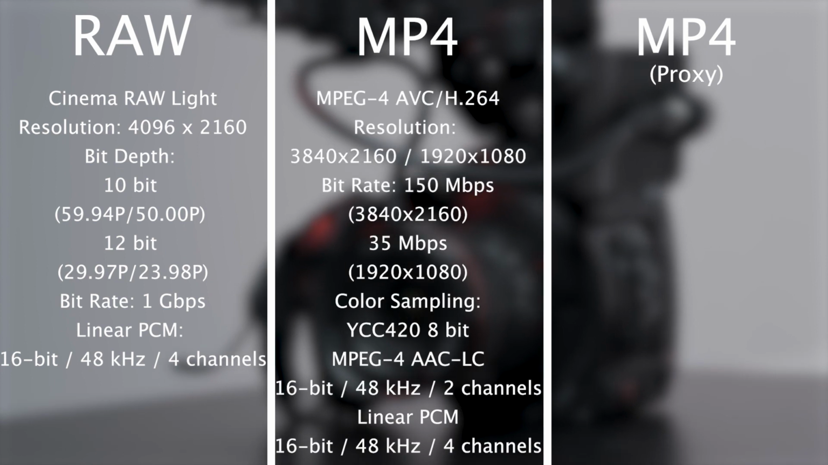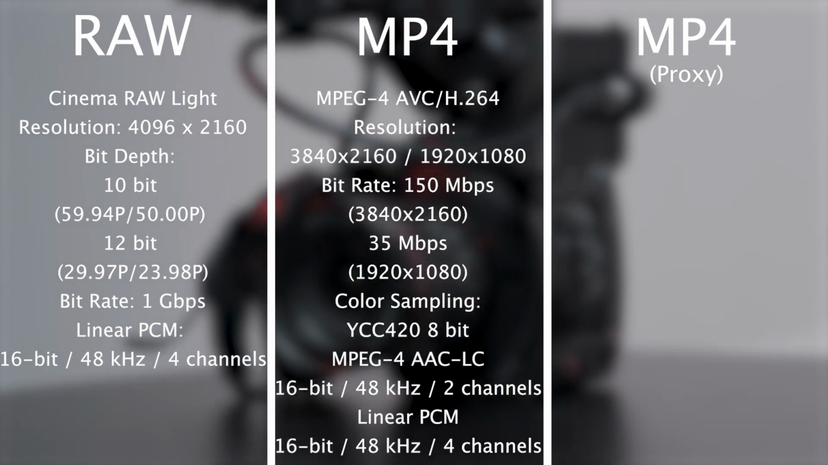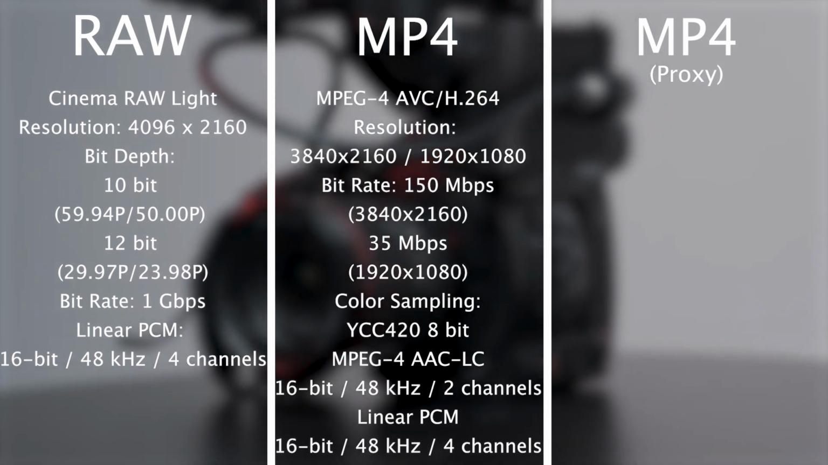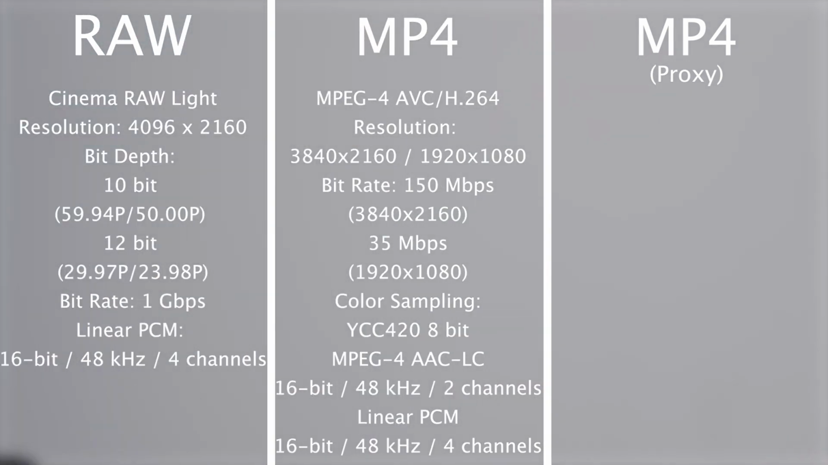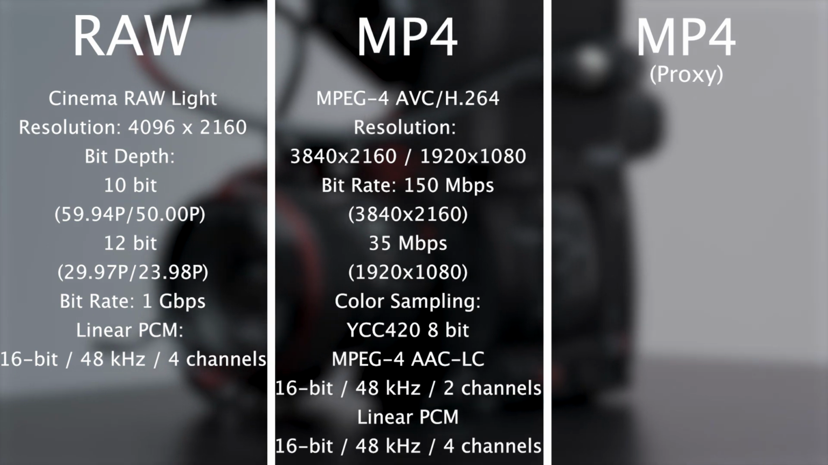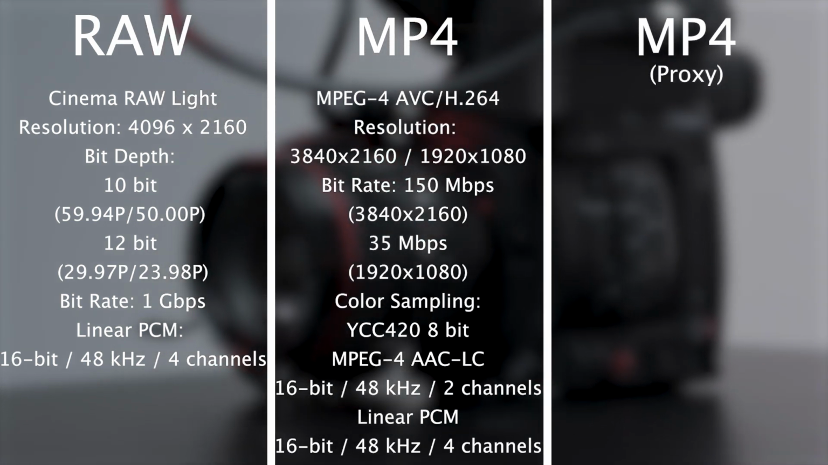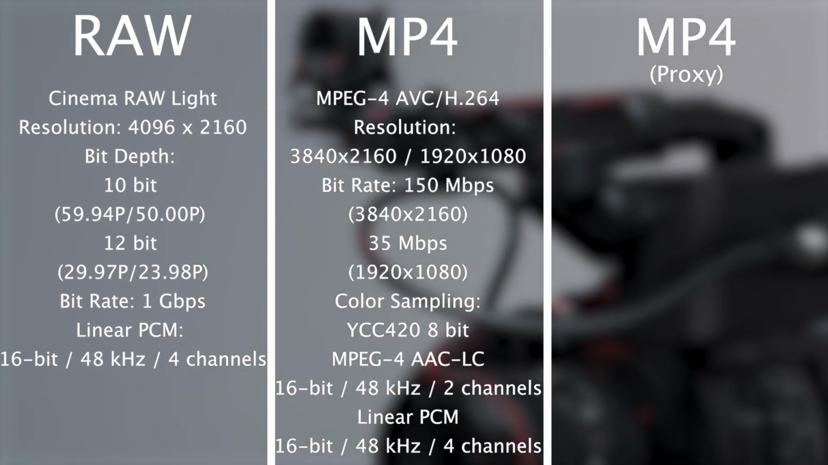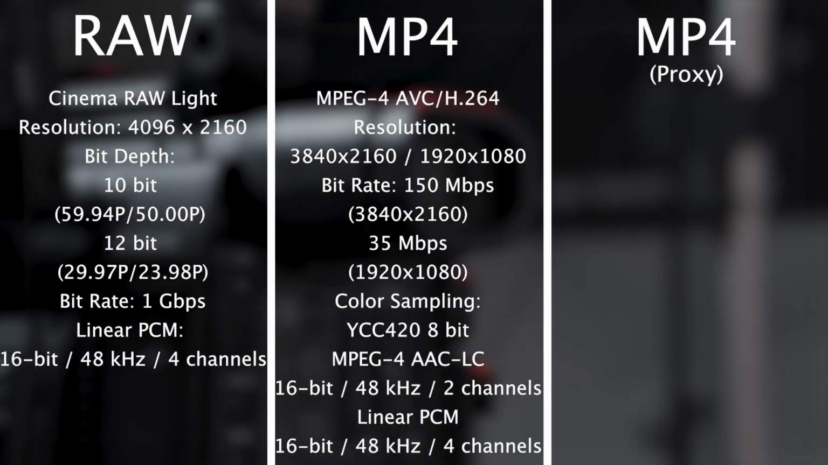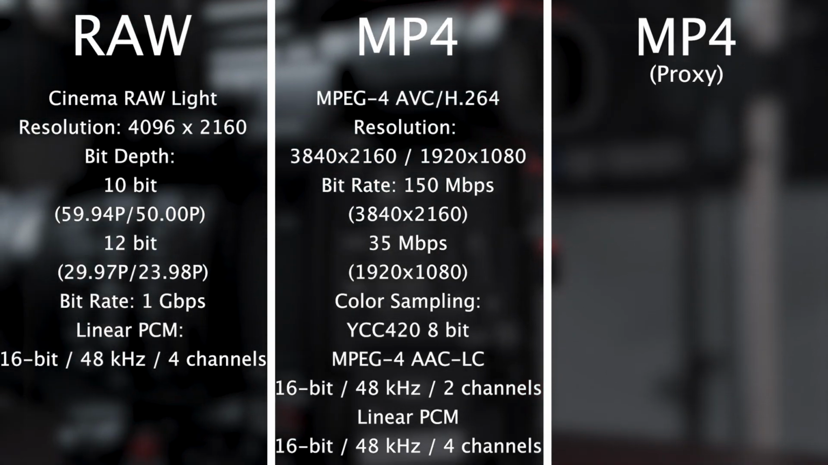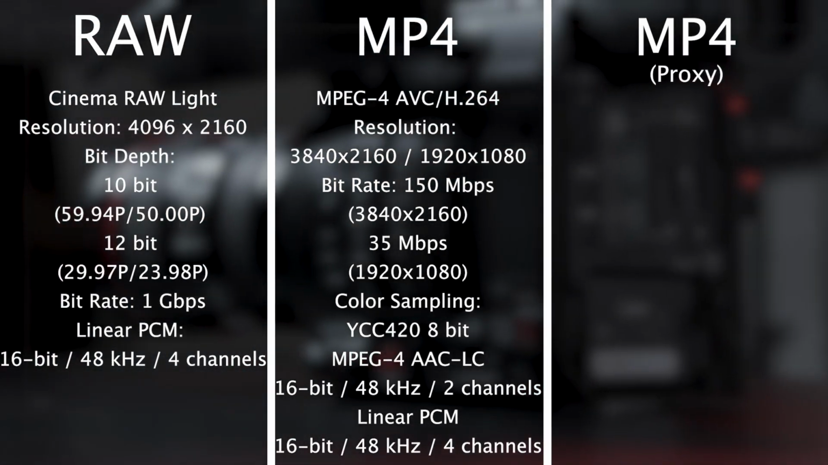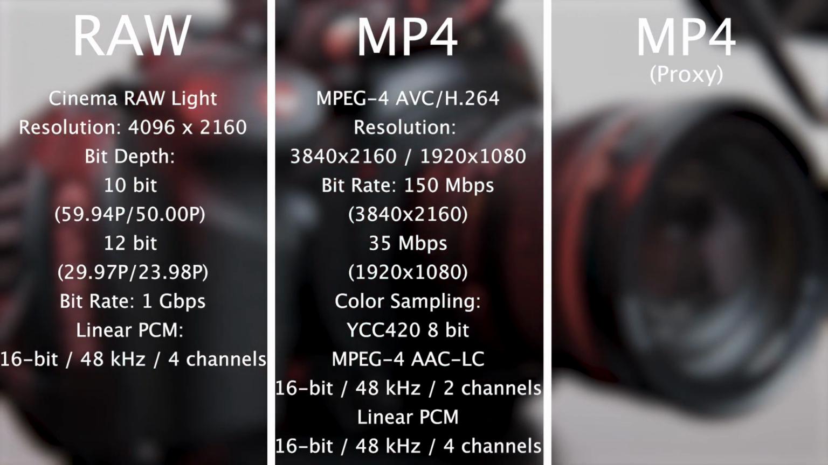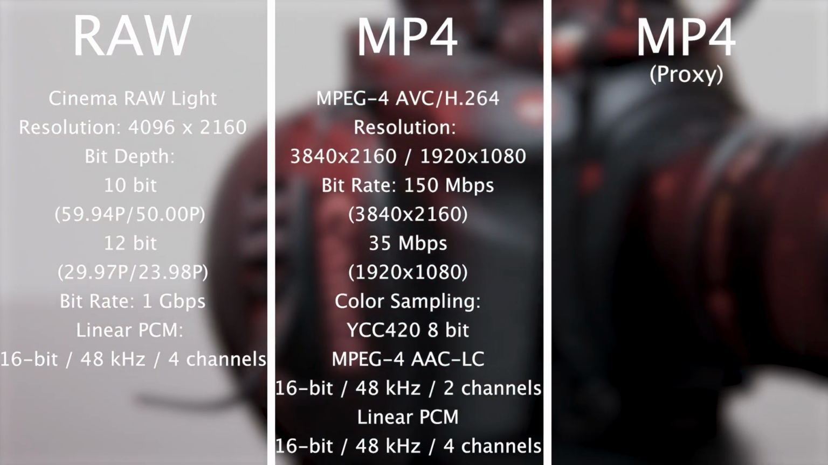The MP4 recording mode uses the MPEG-4 codec with AVC or H.264. The resolution is 3840 by 2160 or 1920 by 1080. Its bitrate is 150 megabytes per second at 3840 by 2160 or 35 megabytes per second at 1920 by 1080. Its color sampling is YCC 428-bit. The audio on MP4 recording is MPEG-4 AAC-LC at 16-bit 48 kHz in 2 channels, or linear PCM at 16-bit 48 kHz in 4 channels.